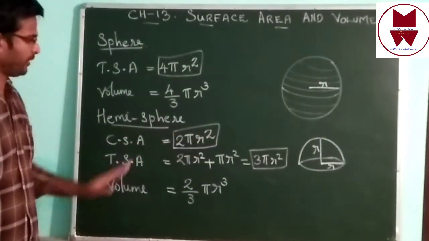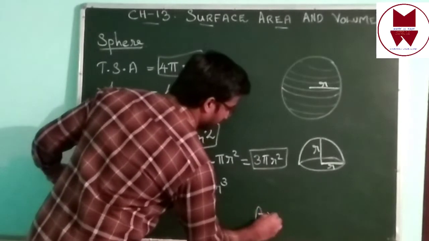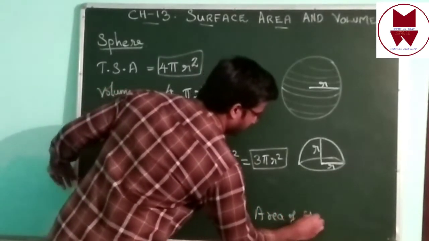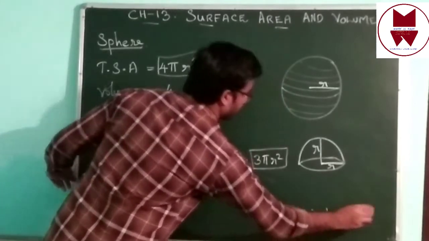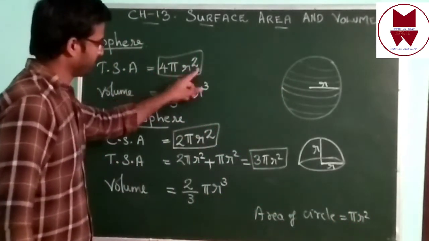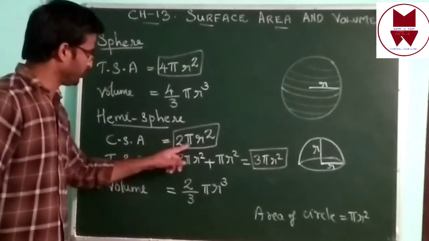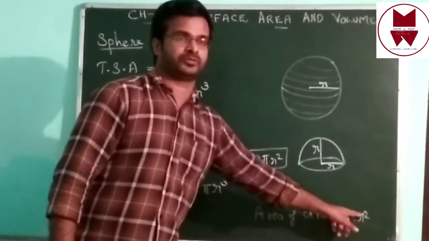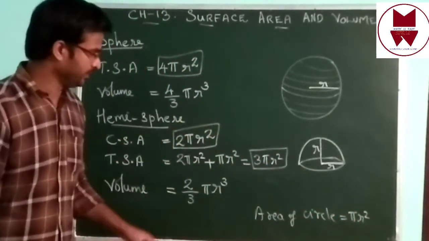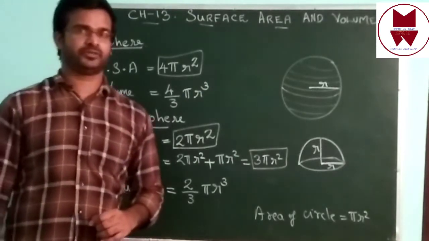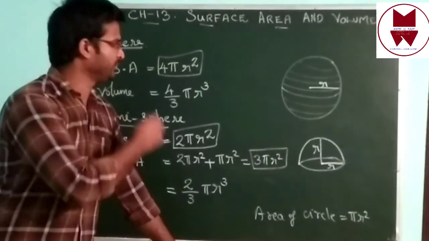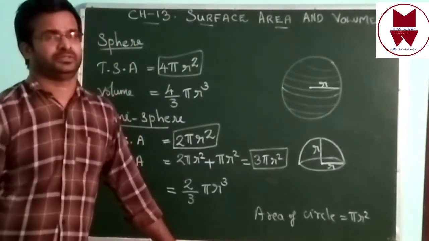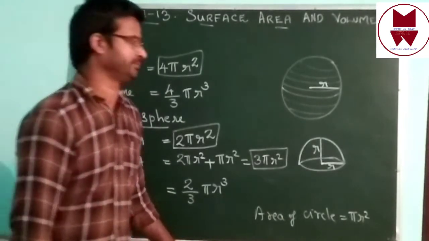Okay, you can combine one more. Which one? Area of circle. Area of circle equal to pi r square, 1 pi r square. In here 4 pi r square, 3 pi r square, in here 2 pi r square, then next pi r square, 1 pi r square. Okay, just combine those 4 formulas and it is very easy to study. These are the formulas we will use in this chapter. Using all these formulas, we can do each and every problem from this chapter.